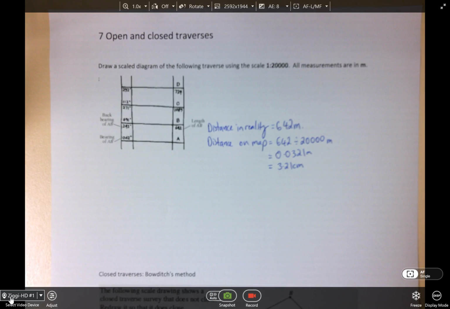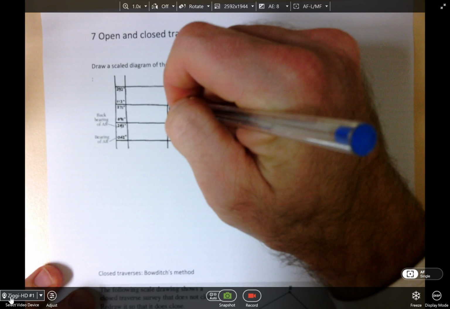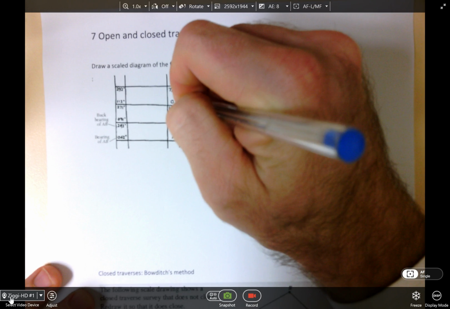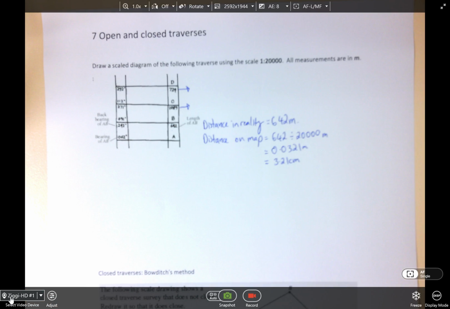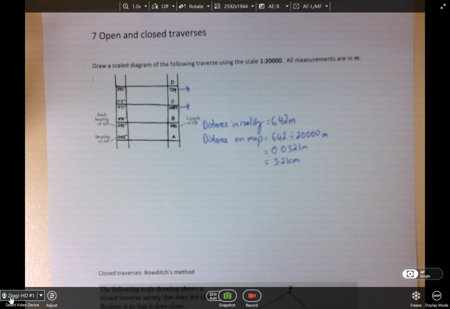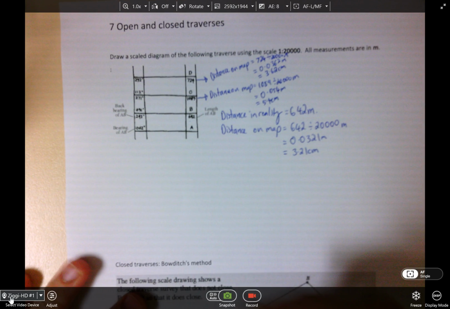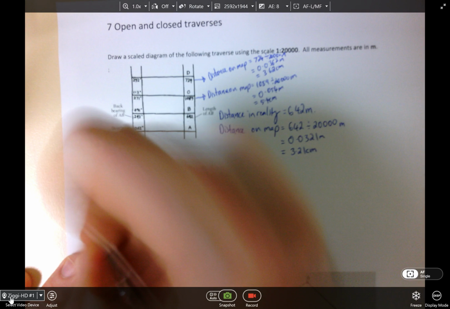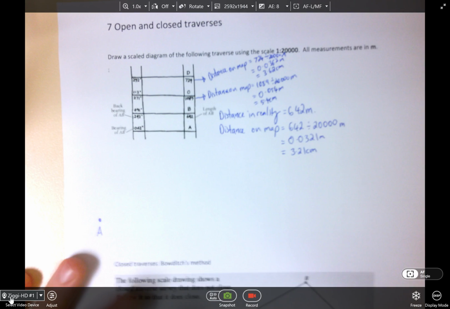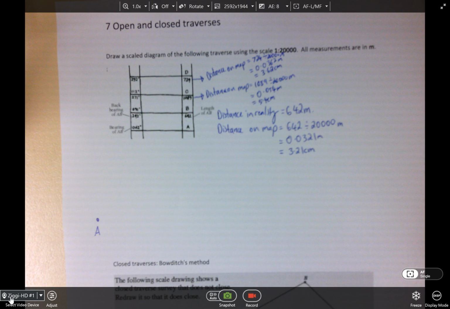So from here, I'm going to change these other two into map distances as well. I've calculated all of my distances, so I'm ready to go, ready to put them on the map. Okay, I'm going to start over here at point A, and I'm going to start drawing this traverse. So I know from point A, I'm going on a bearing of 62 degrees.